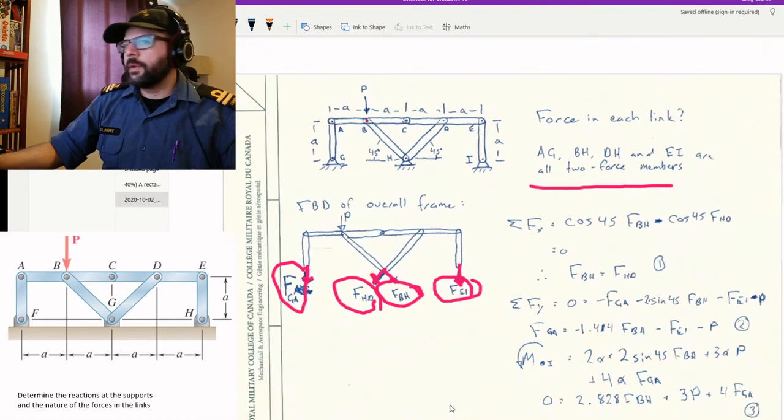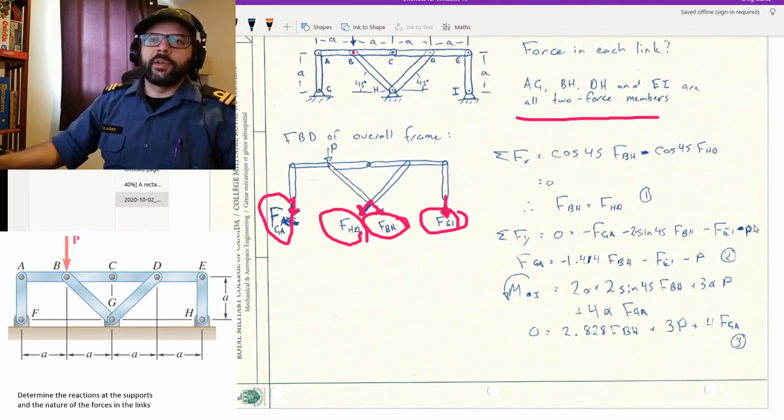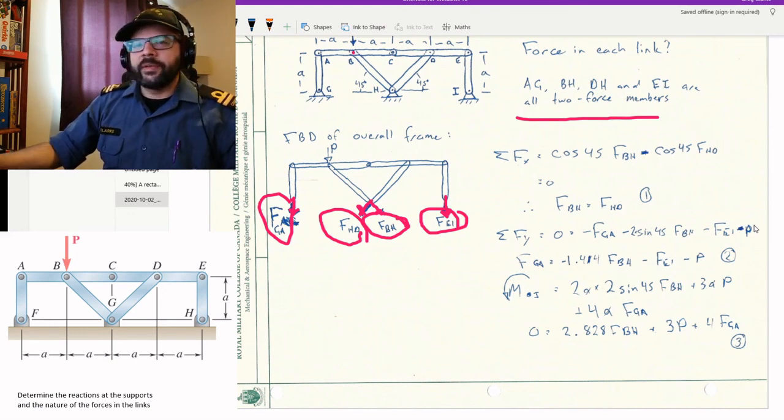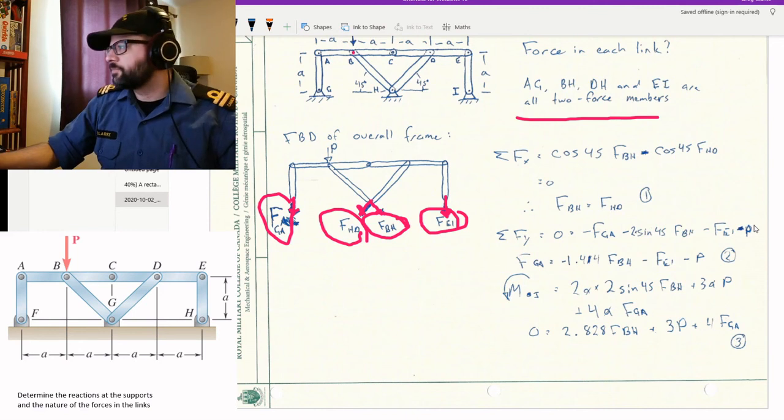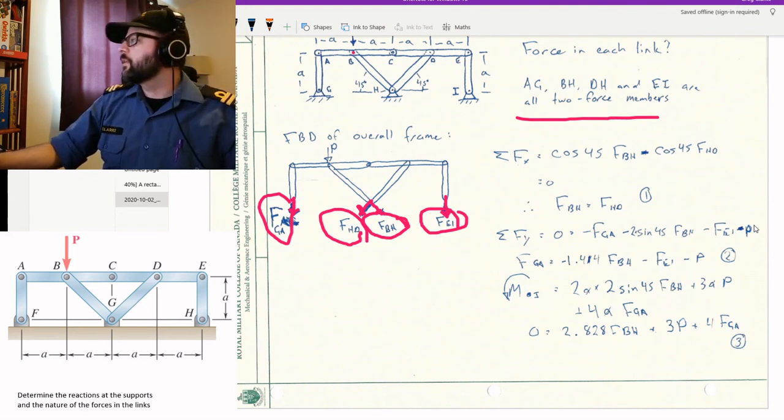That's a problem because we got 4 unknowns, and we got only 3 equations to solve those unknowns with. We're going to be hitting a stop if we just focus on the overall frame itself as a rigid body, which doesn't mean that we can't get some useful information out of it. We still can. We just can't solve the entire thing just doing that. So we'll start with that at least.